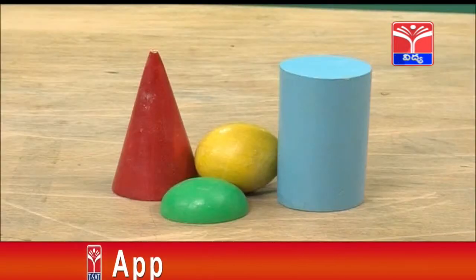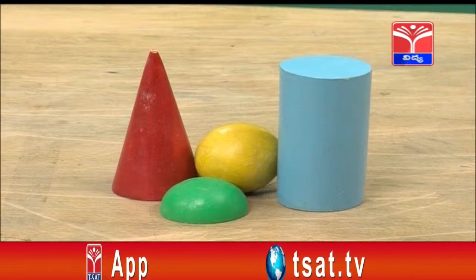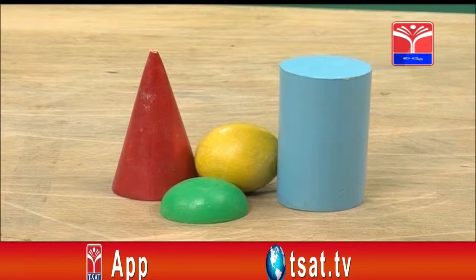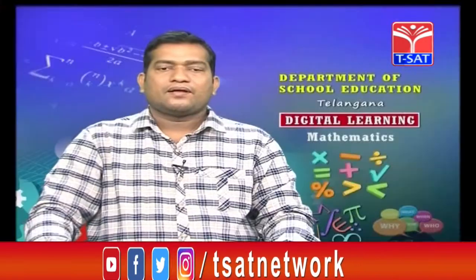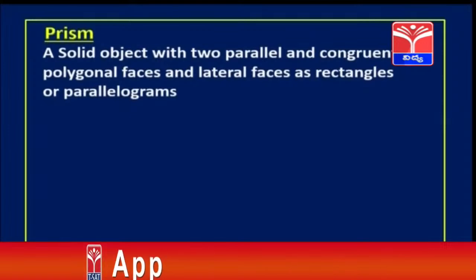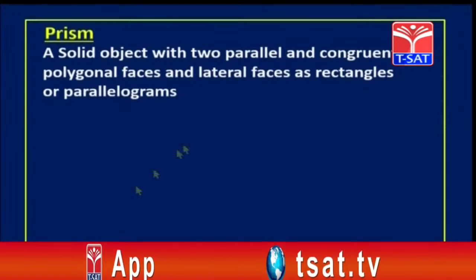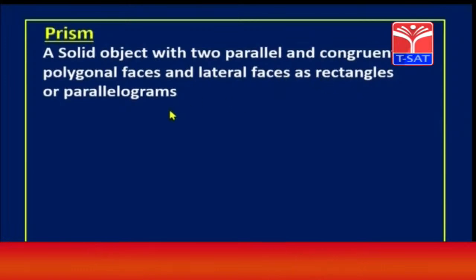Children, on the screen you can observe a cylinder, cone, sphere and a hemisphere which have curved surfaces. So what do you have to call them, children? Yes, we have to call them non-polyhedra. Children, now let us understand what is a prism. A solid object with two parallel and congruent polygonal faces and lateral faces as rectangles or parallelograms.